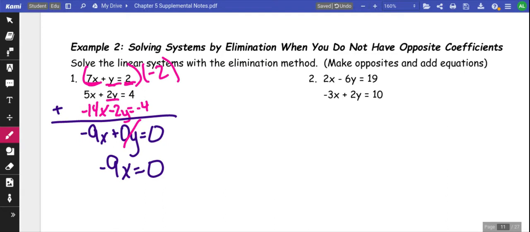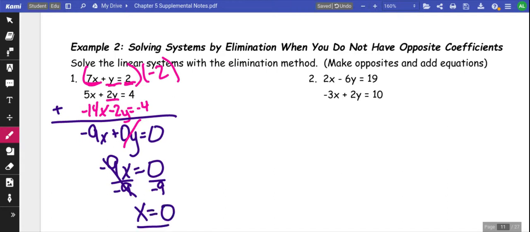Again, sometimes when we get these equations where they're equal to 0, we think we've messed up, but just solve it out like normal. You're multiplying by -9, so go ahead and divide by -9. Those cancel out. I'm left with x is equal to 0.